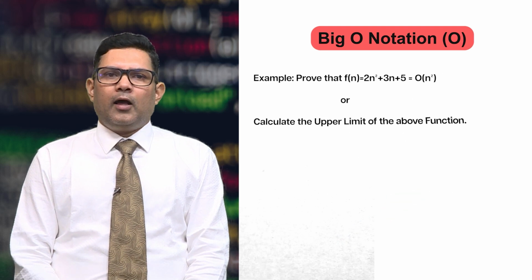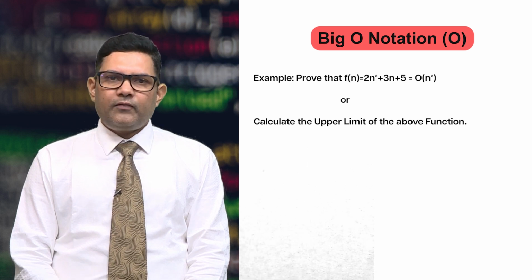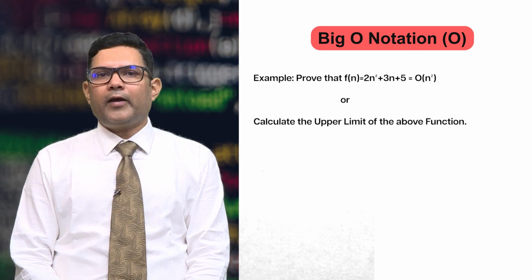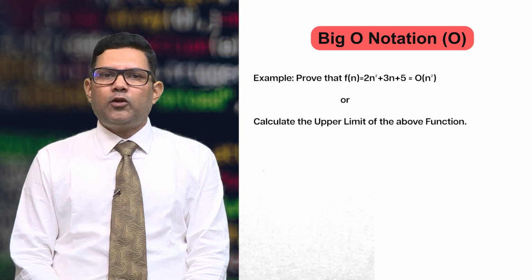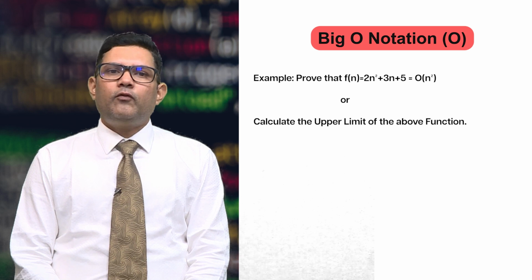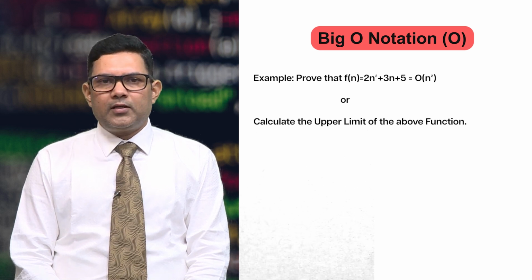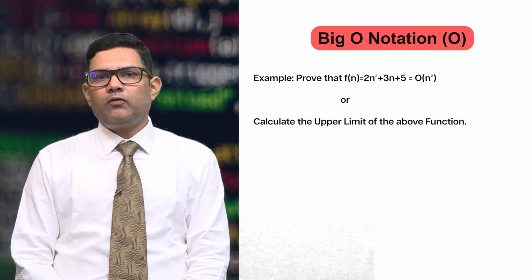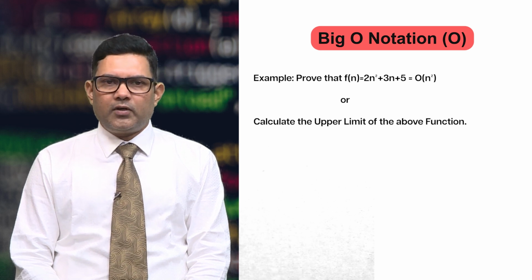For example, f of n is given, that is 2n square plus 3n plus 5, and we have to prove that this f of n is equal to big O of n square. Or indirectly, this type of question will be given: calculate the upper limit of the above function. Whenever we are dealing with upper limit, that means indirectly we are dealing with big O notation. So this type of question will be given to you and you have to prove that this function satisfies the big O notation, or you have to calculate the upper limit of the given function.